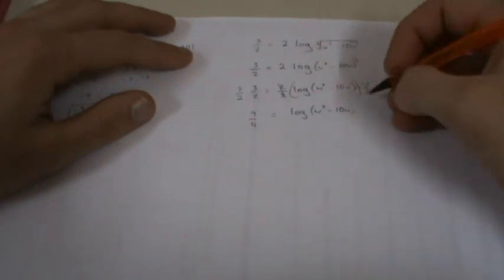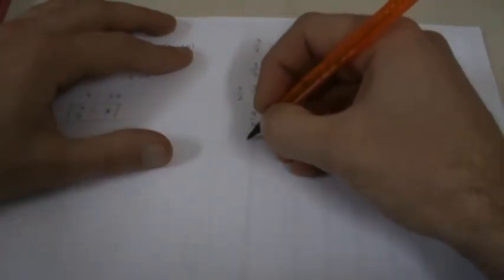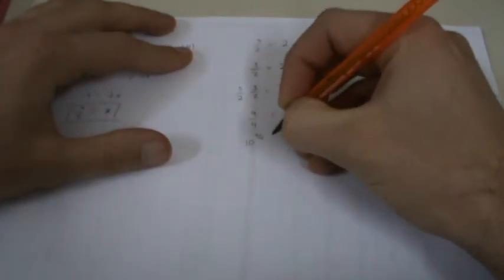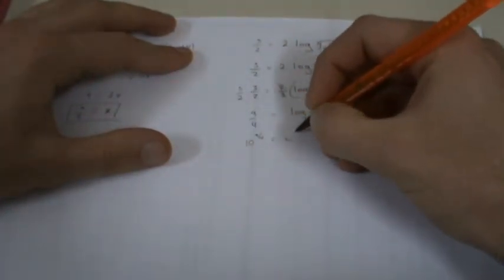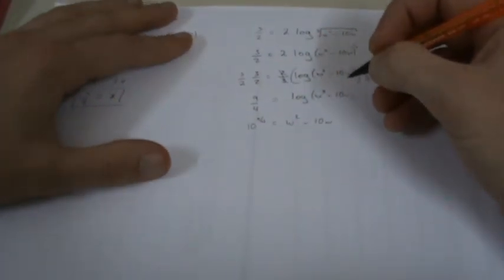Now we must apply the definition of logarithms. Once you get down to here, it's pretty simple. We would say 10 raised to this power, 10 to the 9/4, should be equal to w squared minus 10w.